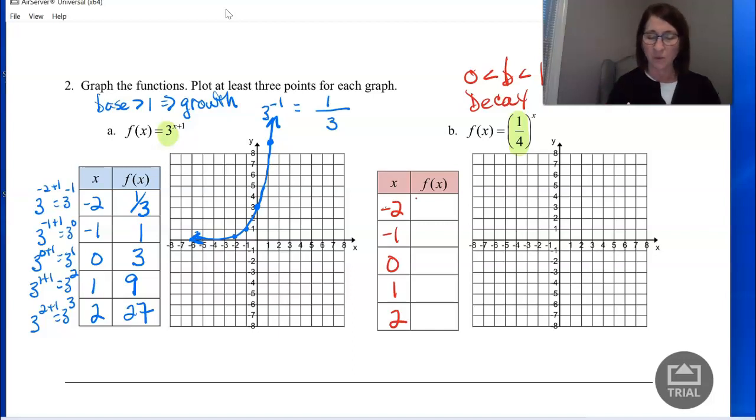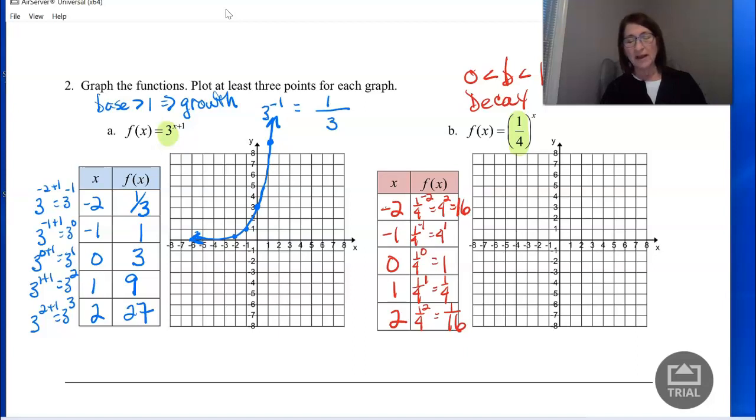If I've got 1/4 to the -2, that is the same as 4 squared, or 16. If I have 1/4 to the -1, that's the same as 4 to the first, or 4. If I have 1/4 to the 0, anything to the 0 is 1. If I have 1/4 to the first, that's just 1/4. 1/4 squared is going to be 1/16.